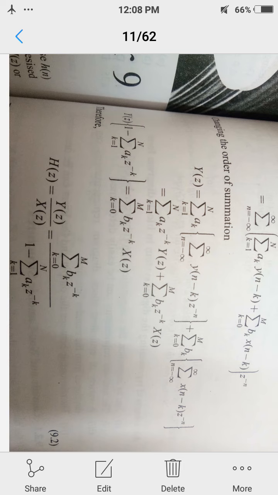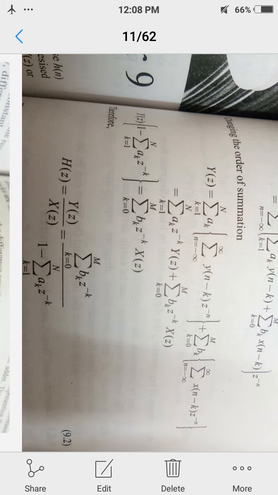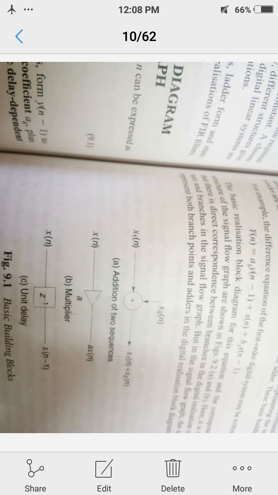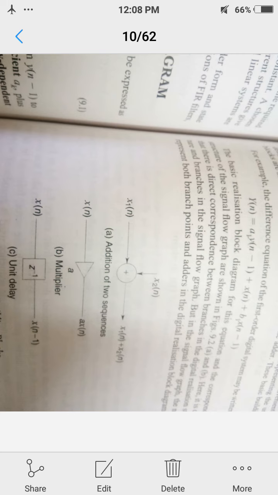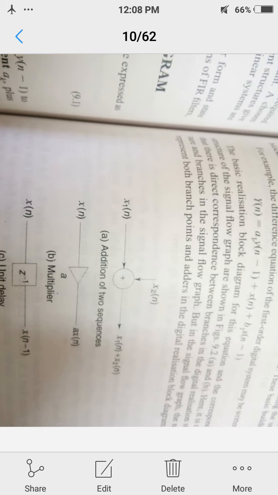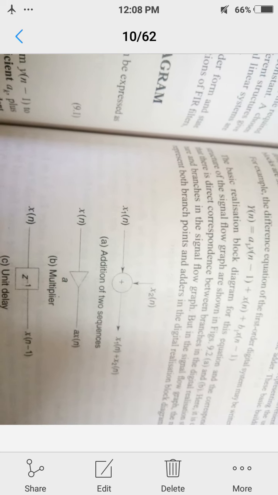And this algorithm of an LTI digital filter can be conveniently represented as a block diagram using the basic building blocks. Now, which are the basic building blocks? We have discussed addition, multiplication, and delay. So let us see what are the basic building blocks of the flow graph or the block diagram.